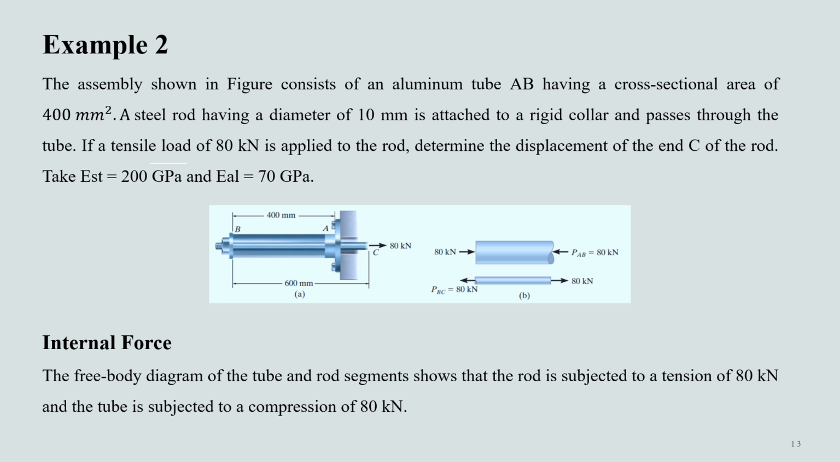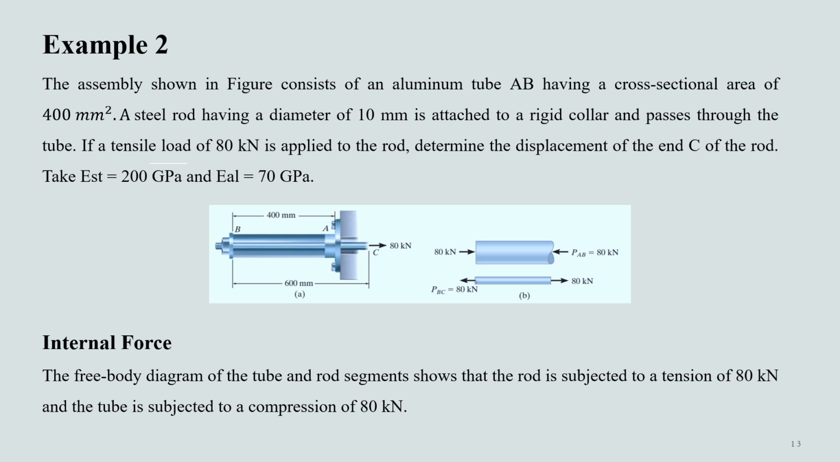In this second example, we have an assembly of an aluminium tube and a steel rod. An aluminium tube AB of cross-sectional area 400 mm square is attached with a steel rod having a diameter of 10 millimeter. If a tensile load is applied to the rod, we need to determine the displacement of the end C of the rod. We take the modulus of elasticity of steel as 200 gigapascal and the modulus of elasticity of aluminium as 70 gigapascal.